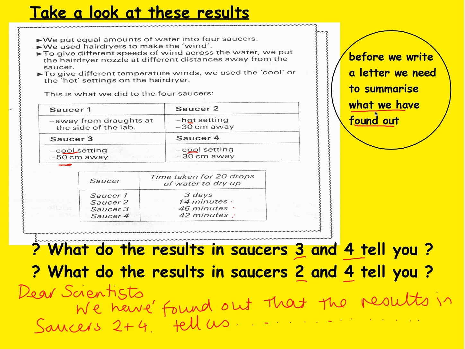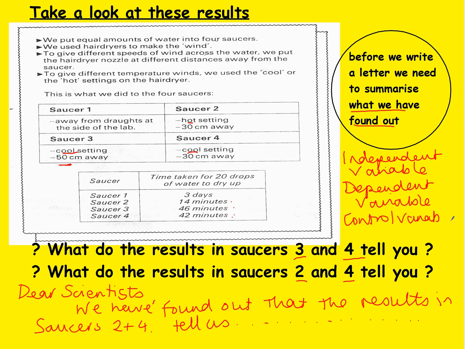In your letter, don't forget to tell me what was their independent variable. Now this time, it's different to the one that we did in our puddles investigation. What were they changing? What was their dependent variable? Again, this was different in their investigation. What were they measuring? And what were their control variables? What they were keeping the same to make it a fair test. So include all of that in your letter, and then don't forget to sign your letter off.